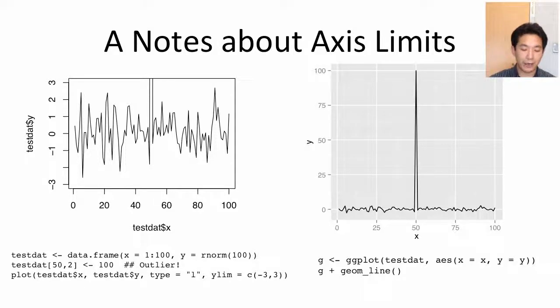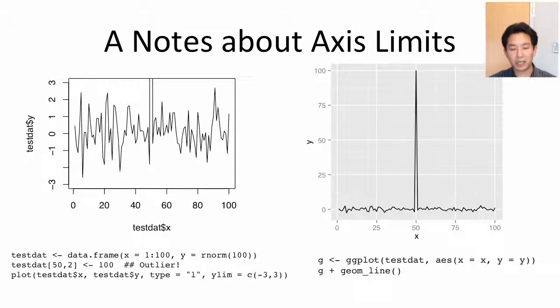So in the 50th data point, I've just changed that value to be 100. So now there's this random series of noisy data, and then right in the middle there's a point that's 100. And so if I call plot, I'm going to make a standard base plot here. I call plot on x and y, and I say type equals L because I want to make a line plot. But then typically, if you have some outlier like this, maybe you don't want to look at the outlier. You just want to look at the core of the data.